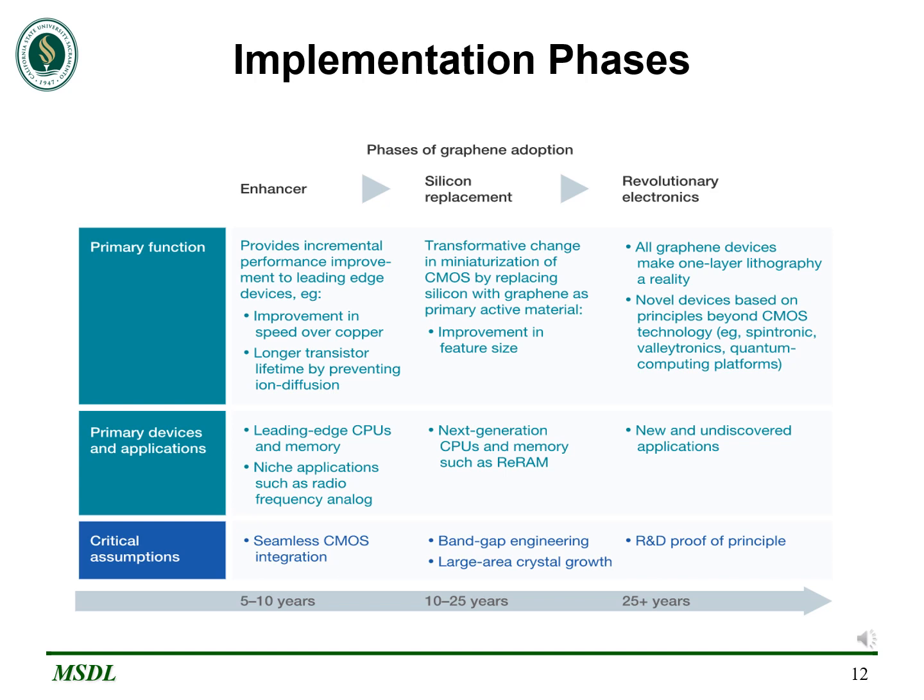Over the next 10 to 25 years, graphene could replace silicon as the primary material in semiconductors, assuming research discovers a method to overcome its band gap limitation. Lastly, we will be able to make one layer lithography a reality. Interestingly, all these phases have made some headway.